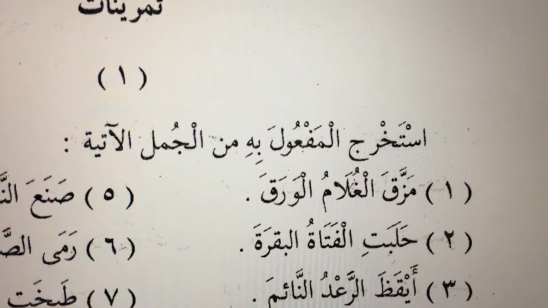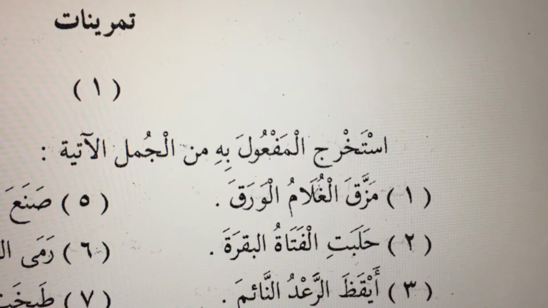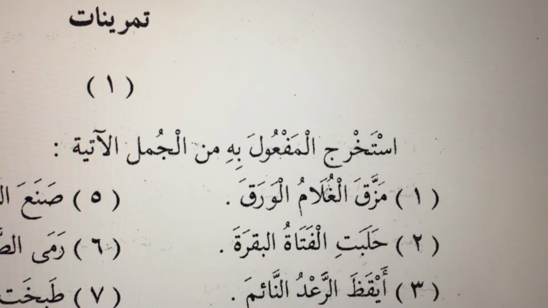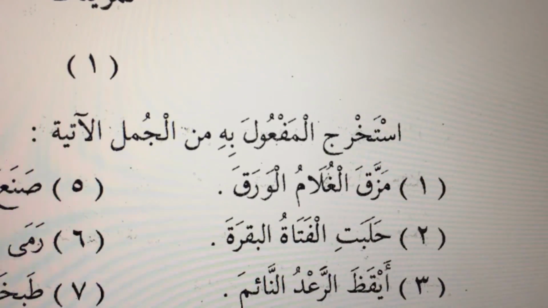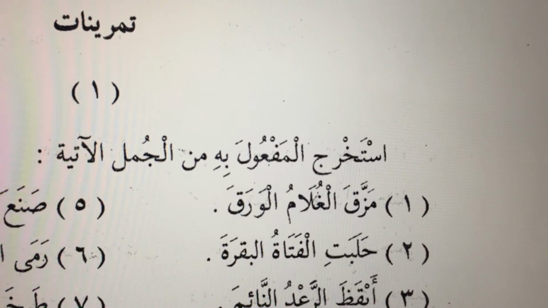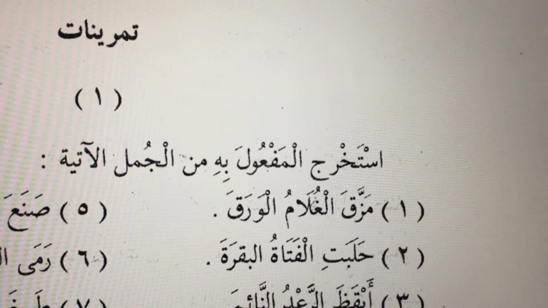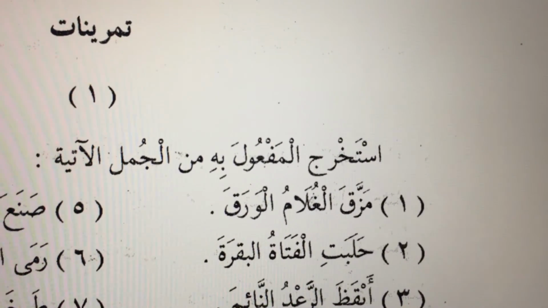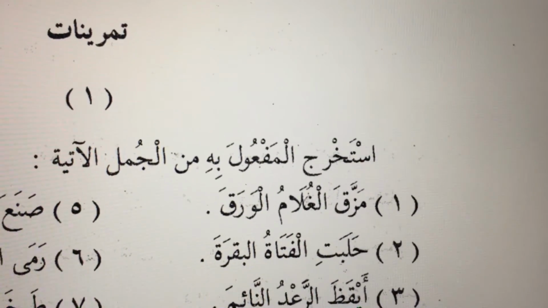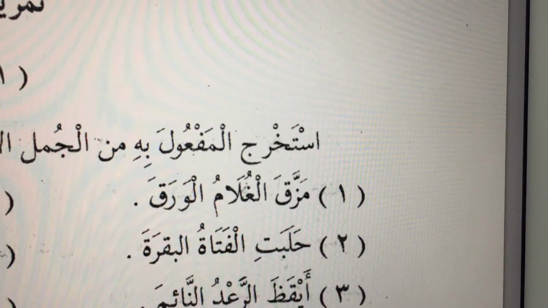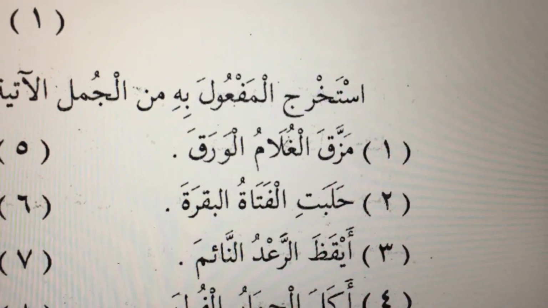And now, for an exercise, you need to answer these two sentences. مزق الغلام الورقة. جلبت الفتاة البقرة. أين المفعول به في هذه الجملة؟ I will answer the first one, but you need to do the rest. مزق الغلام الورقة. The boy tore the paper. Where is the مفعول به here? I answer for you: الورقة, because here الغلام فاعل, the boy is the actor, مزق is the verb فعل, and الورقة مفعول به.